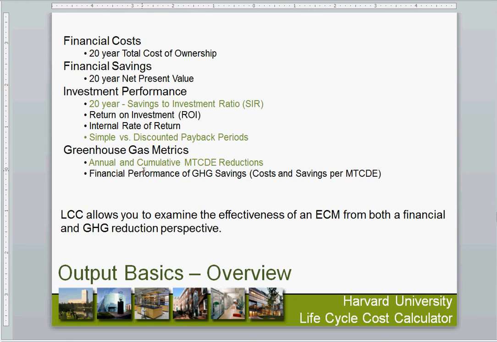So we can look at that both from a financial and a greenhouse gas reduction perspective, which Harvard does take very seriously. That's one of the biggest benefits, I think, of working here in the sustainability field: people do pay attention to those greenhouse gas metrics. Every once in a while, not very often, it makes sense to potentially pursue something that has a great reduction in emissions, even if it doesn't have the best financial payback.